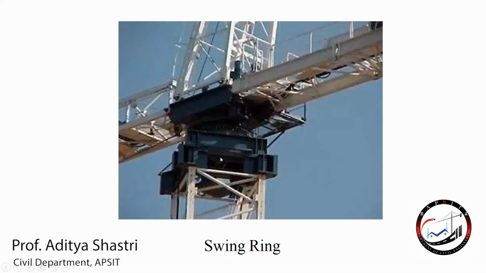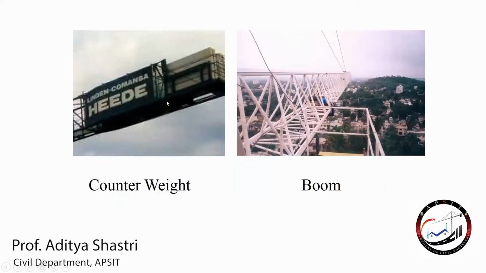This is the swing ring, which is allowing rotations. The counterweight is then placed on the back side and the front side accordingly with the help of cables which are mounted to the top. The boom is supported.